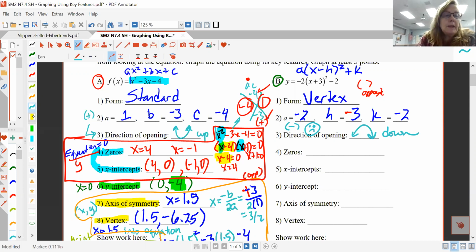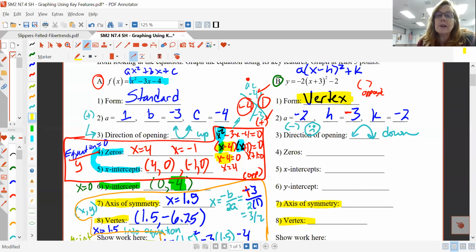Once again, I'm going to start down here, axis of symmetry and vertex. All right, what is my axis of symmetry? What is my vertex? Because for vertex form, I mean, it's called vertex form. So in vertex form, the vertex is actually your parameters.